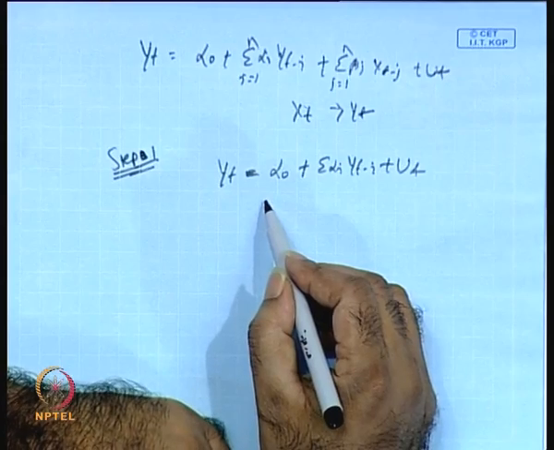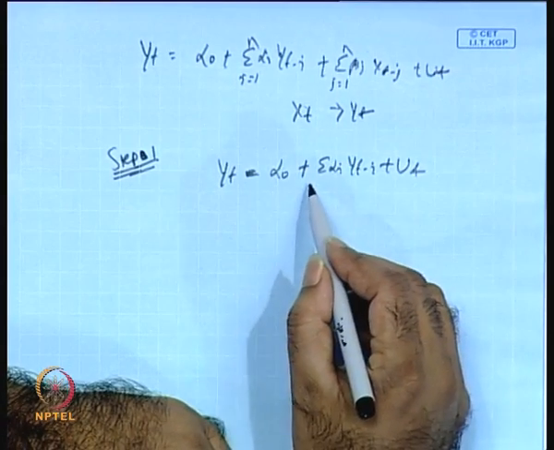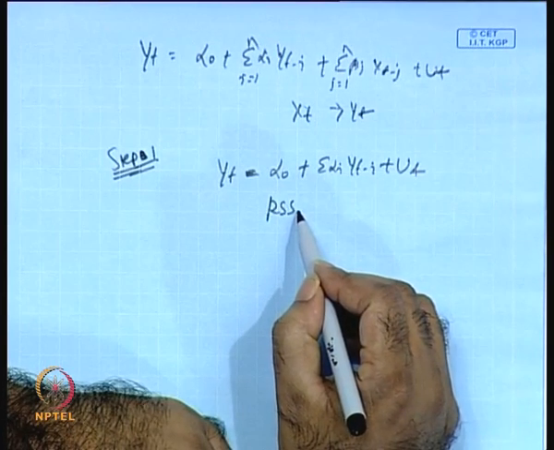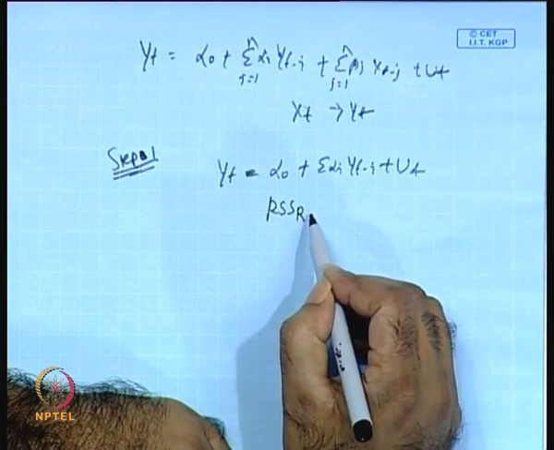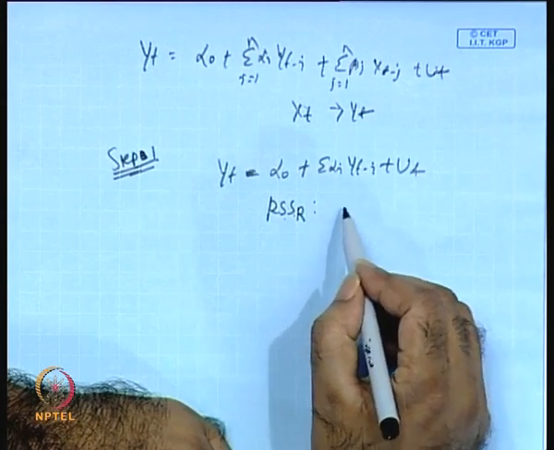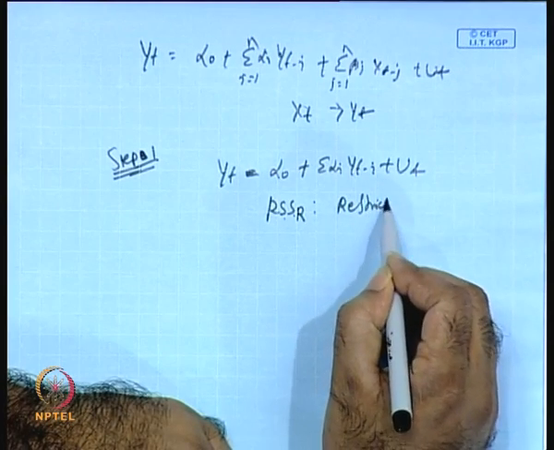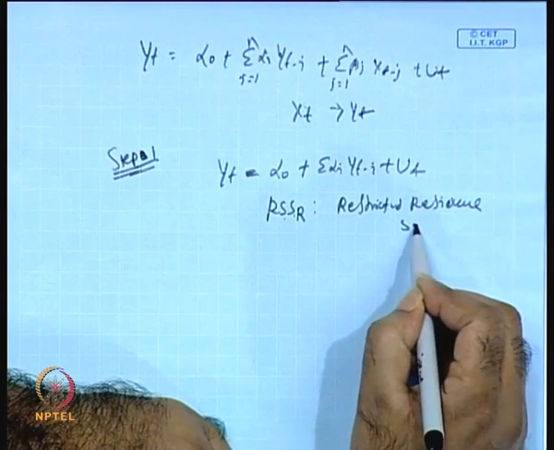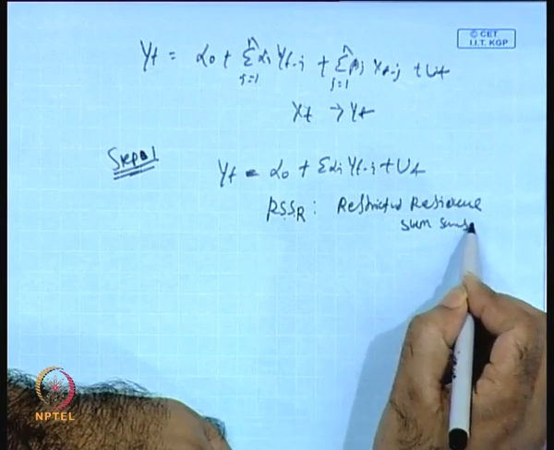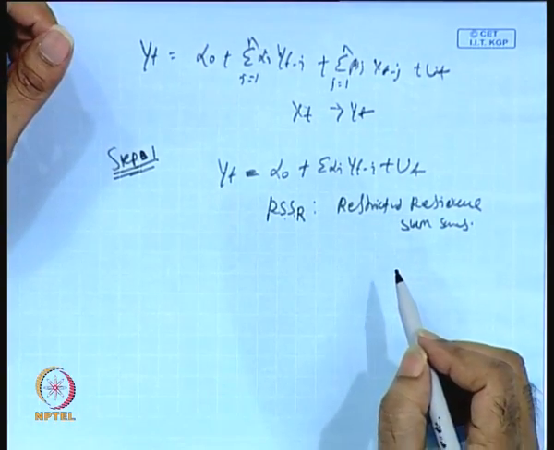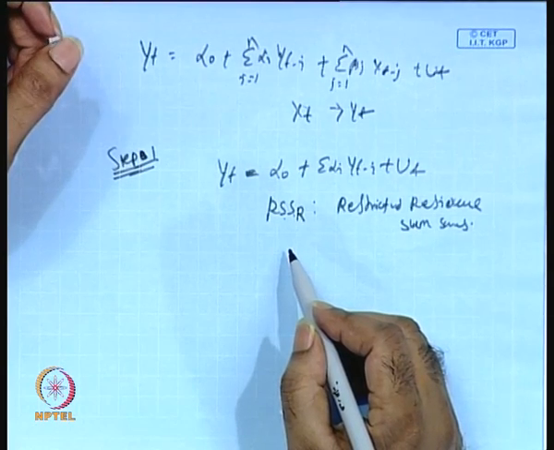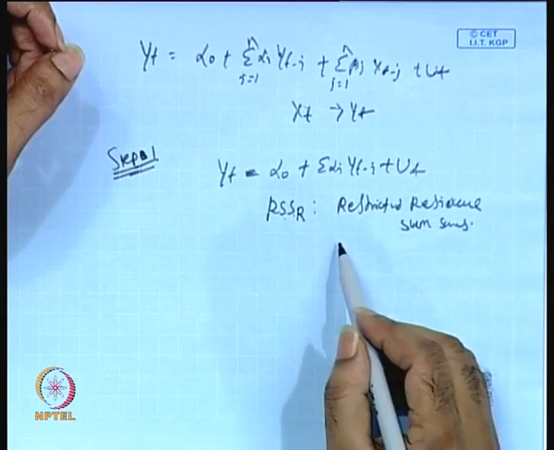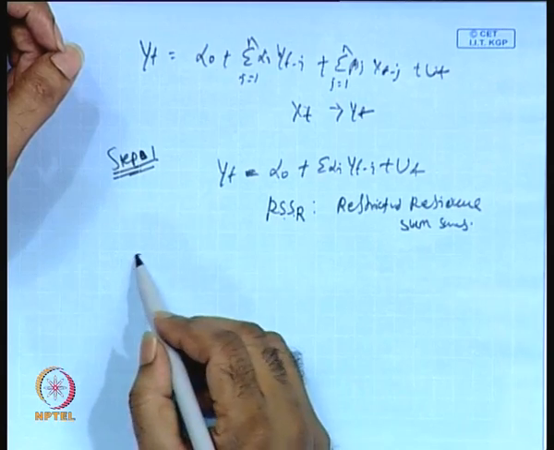Then you regress this model and obtain the residual sum squares, RSS, which we will call RSSR, the restricted residual sum squares. So, similarly go to step 2.